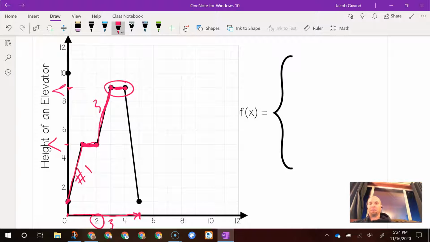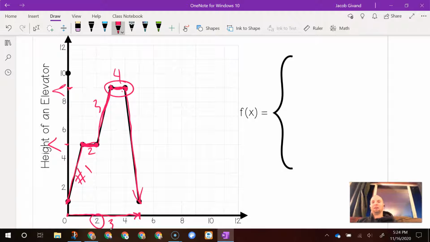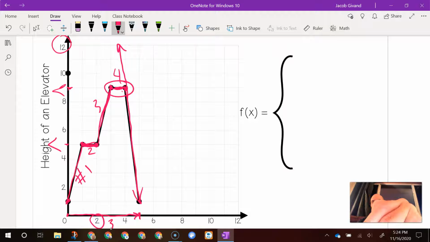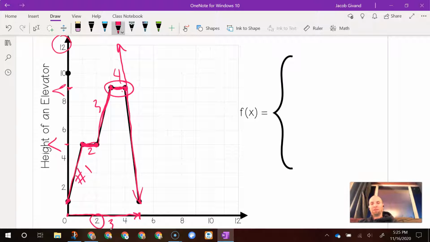So I had piece 1, piece 2, piece 3, piece 4. And then the last piece of this piecewise function is from 4 to 5. And it's dropping steeply. You probably know what that means. That's going to have a negative slope. That one's going to be a little tricky to find out where the y-intercept is. I can already tell you that my picture only goes up to 12, but this one is going to go up here. I don't even know where that crosses the y-axis. It's way high up. But that's the fifth piece.